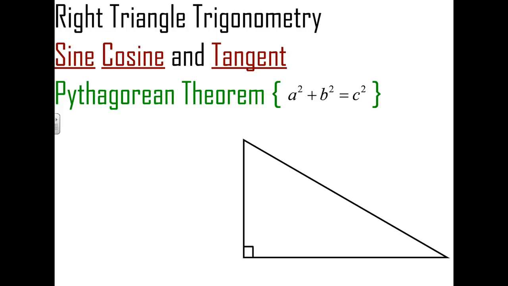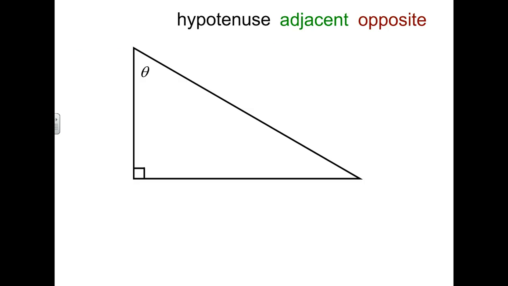All right, everyone. We are starting our trig unit, and we're going to start off with some right triangle trig. You should remember some of this from geometry: the sine, cosine, and tangent, and the Pythagorean theorem. Some of you might recognize Soh Cah Toa, and that's what we're doing here. We're going to be solving for missing values in right triangles. So we'll get started here.